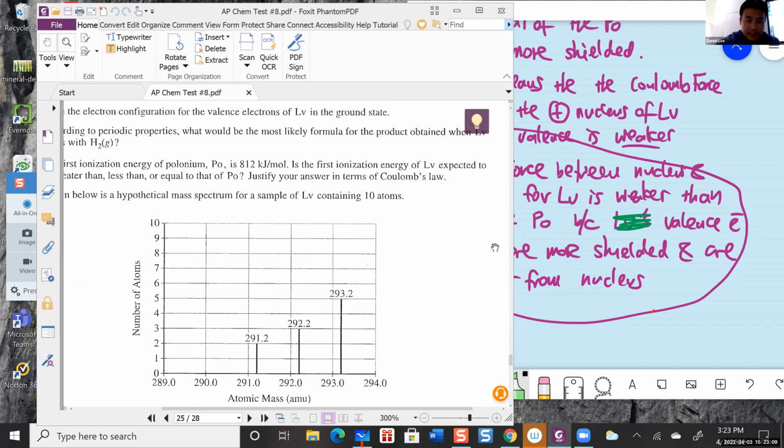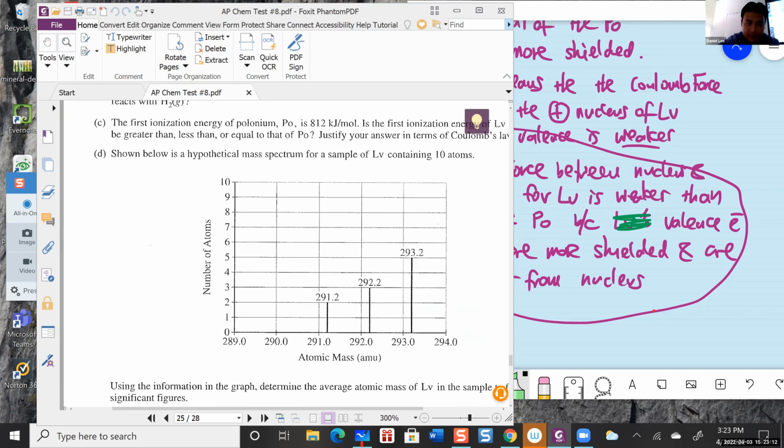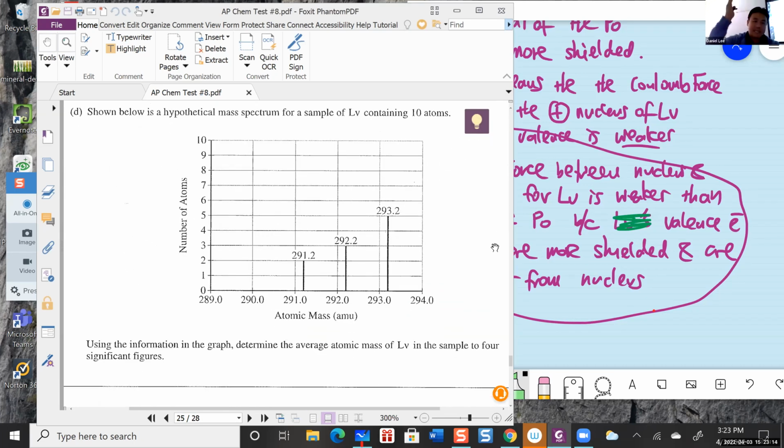Last one here is the isotopes. That's what this mass spectrometry is: it's going to scatter the isotopes and deflect them based on mass. So here, I see 3 isotopes: one is 291, and the others are 292.2 and 292.3. And then how do you find the average? The average is the one that's reported on the periodic table. So you just do percent times mass, percent times mass, percent times mass. And they want to kill you with 3 sig figs.